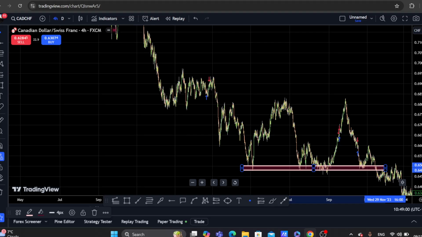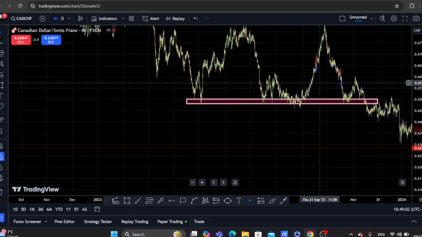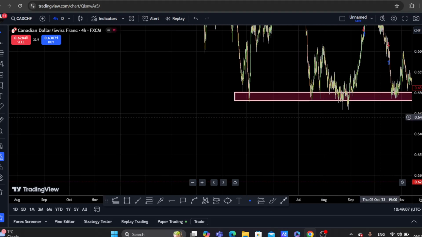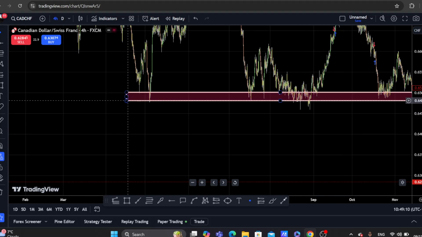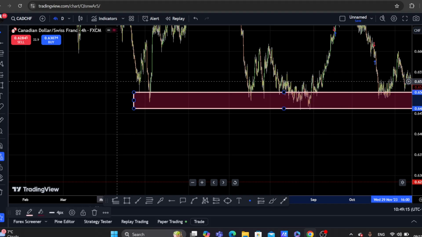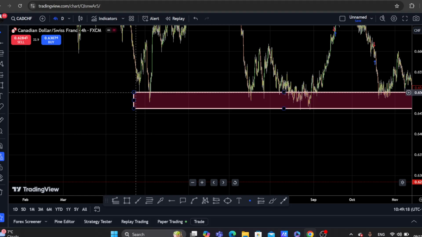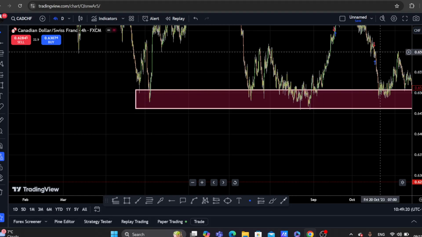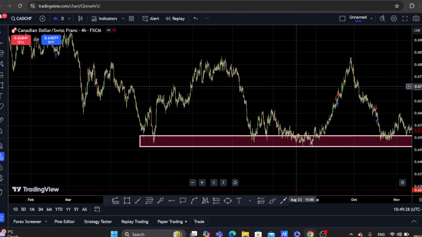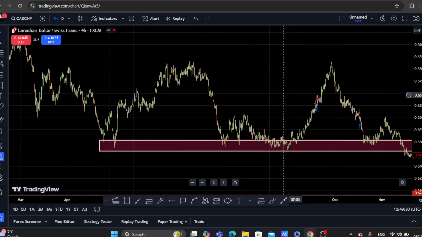Let me zoom the chart for you so you can see it clearly, and I'll give you an explanation as to why this happens. Just bear with me one moment, I'd like to align my chart properly. Okay, I hope this is zoomed out enough for you to see.